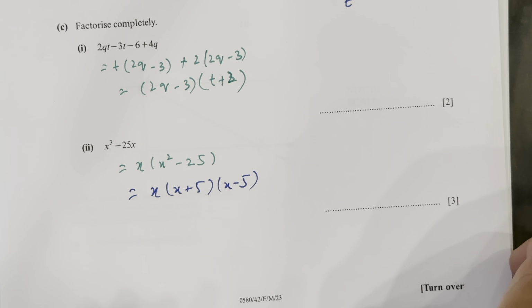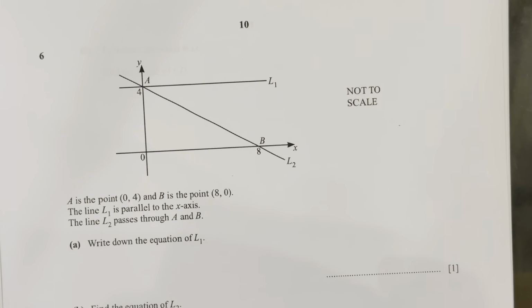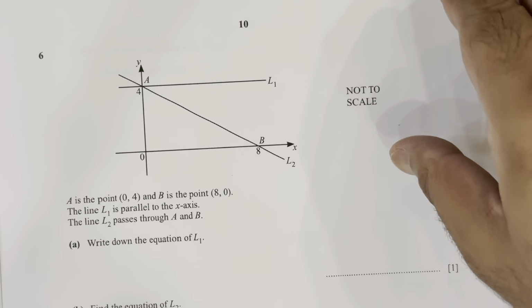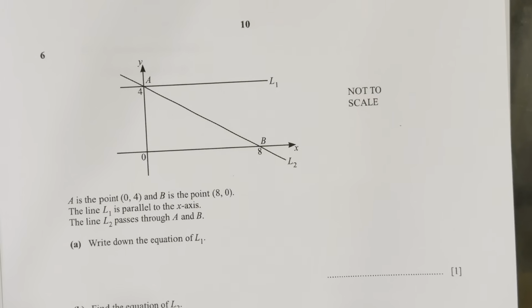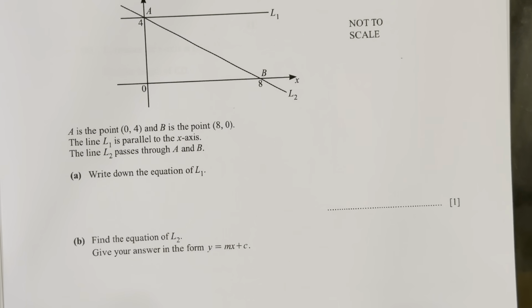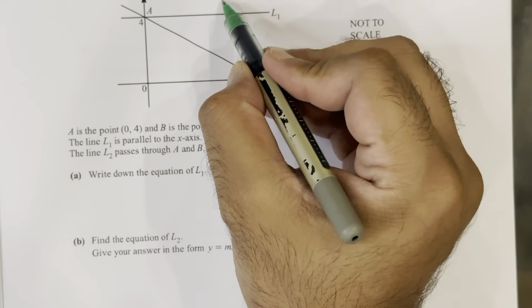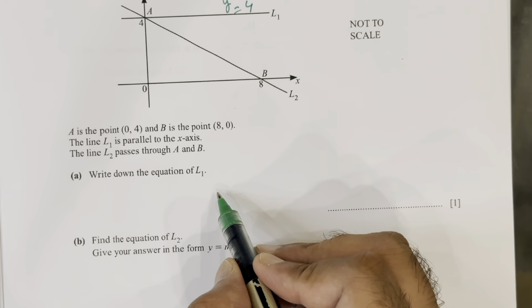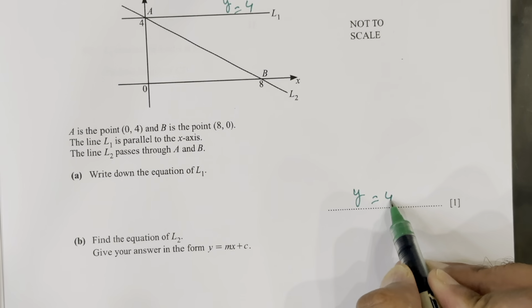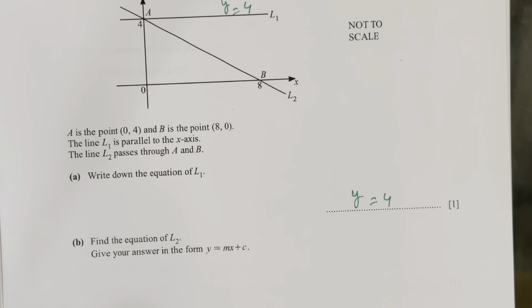Moving to question number 6 now. Question number 6 is from the topic of coordinate geometry. A is the point (0, 4) and B is the point (8, 0). The line L1 is parallel to the x-axis and the line L2 passes through A and B. Write down the equation of the line L1. So the equation of the line L1 would be simply y is equal to 4. This was an easy part.